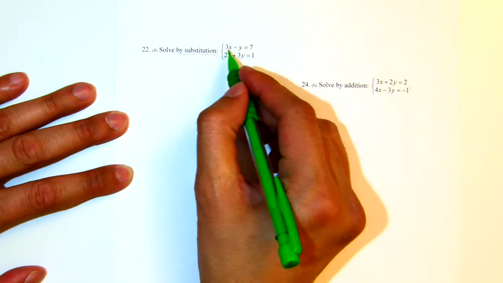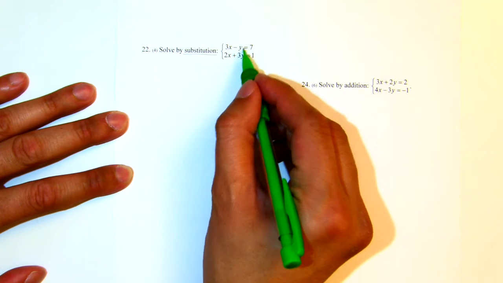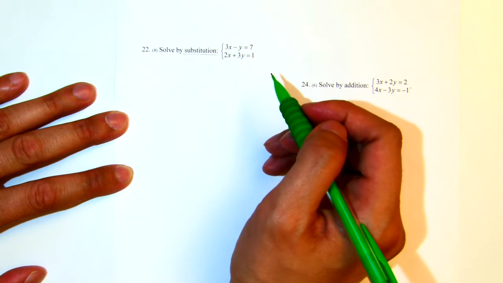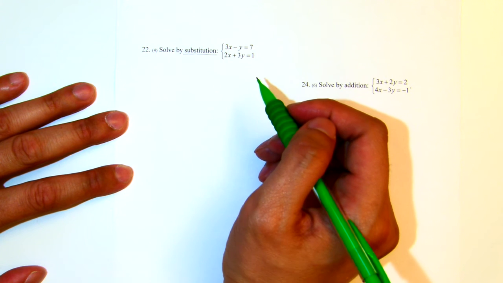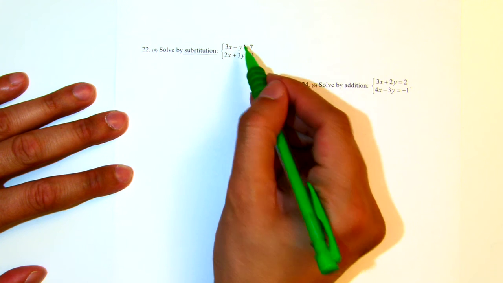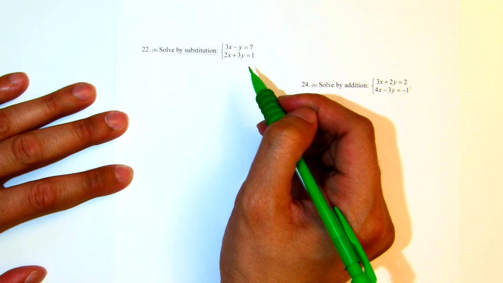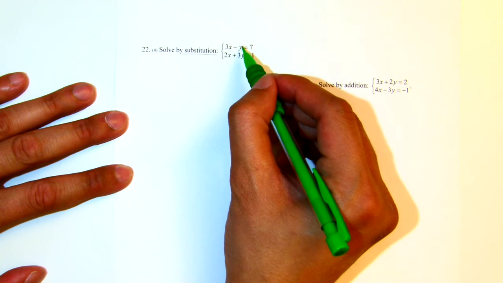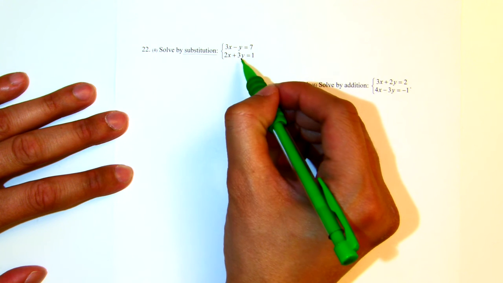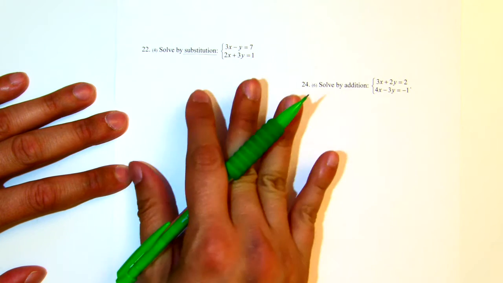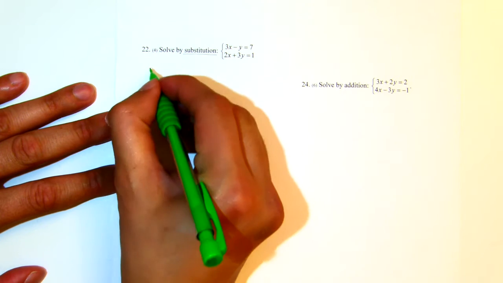Now you can see that in equation 1 you have the y standing by itself, which means it is easier for us to solve the first equation for y, which later on we will use to substitute into the second equation. Okay, that's our plan. Now let's try to execute it.